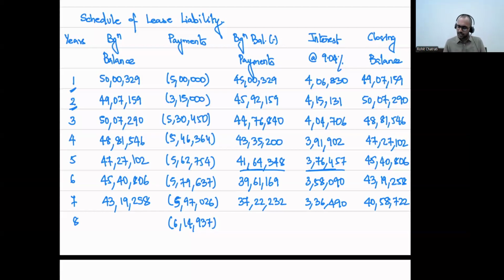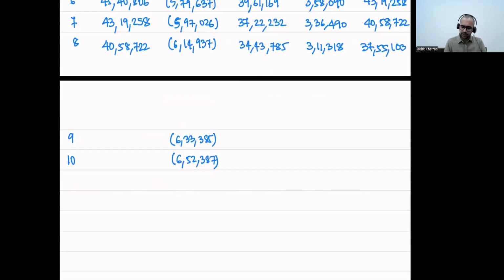Now at the beginning of the eighth year, the balance is 40,58,722. We make a payment of 6,14,937, which brings the total liability down to 34,43,785. On that, we are charging an interest of 9.04 percentage, which is equal to 3,11,318. Therefore, the closing balance will then be equal to 37,55,103. That becomes the beginning balance for year 9.